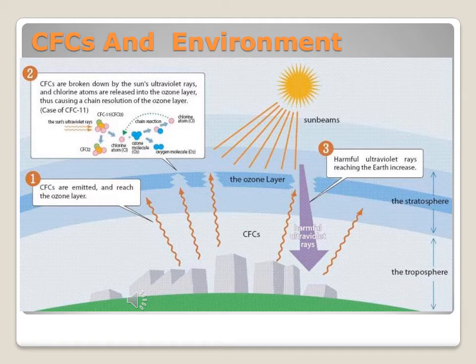Box 2 delineates what is going on in the ozone layer in the presence of sunlight having high intensity ultraviolet radiation. Box 3 shows the arrival of harmful radiation on Earth. Nowadays, chlorofluorocarbons are recognized as harmful chemicals because of their ozone depletion properties.